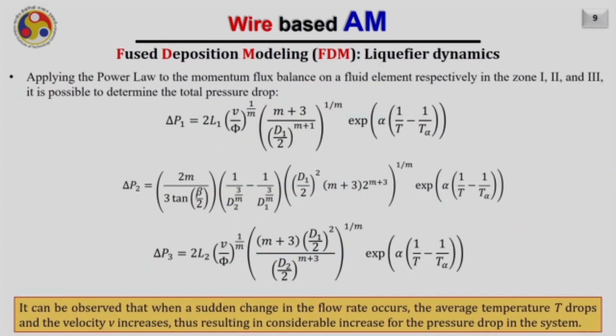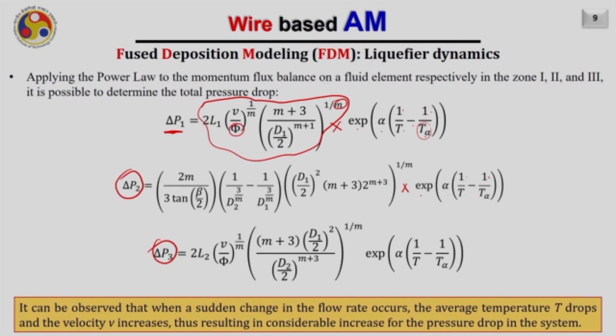So, let us accommodate these temperature dependent terms also into our pressure difference, and as a result we will have the pressure drop in region 1 as the same relation which we derived earlier for the isothermal case, multiplied by exp[alpha (1/T minus 1/T alpha)], where T alpha is nothing but the temperature at which we have considered these values of m and phi. In a similar fashion, the pressure drop in other regions like region 2 and region 3 will also get modified, and an additional term will be there now, exp[alpha (1/T minus 1/T alpha)].